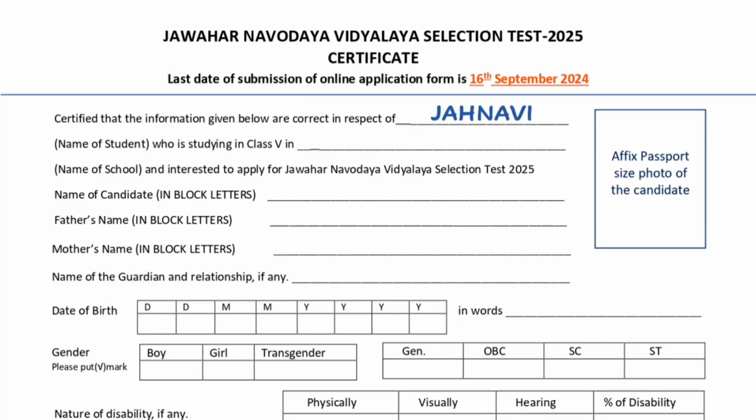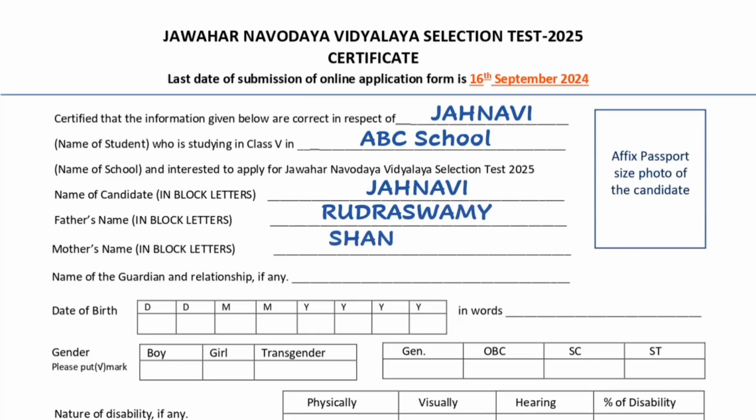After having the name written in capitals, you need to name the school in which the student is studying. This is the second thing that you need to do. Then the name of the candidate in block letters. Again, you need to write the student's name here. Then the father's name should be entered. Again, write everything in block letters. Then the mother's name you need to enter.